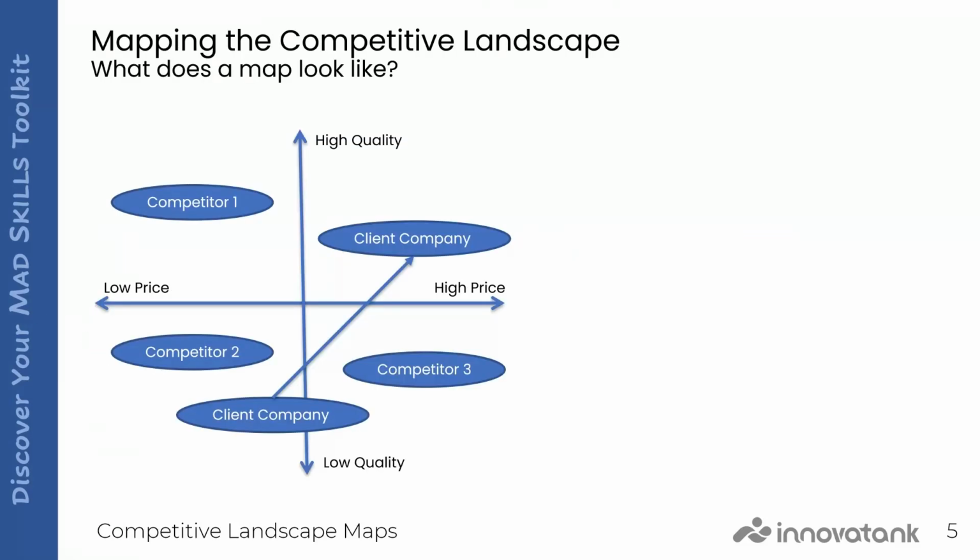Here's how it works in practice. First example, quality versus price. Plot the competitors based on their current quality and pricing position. Show your client's current spot. Draw a line to the future position after your solution, demonstrating the strategic move you're recommending.